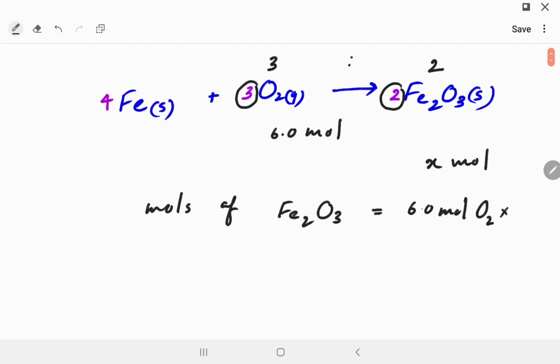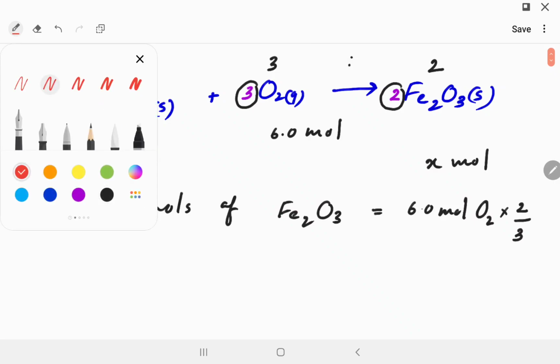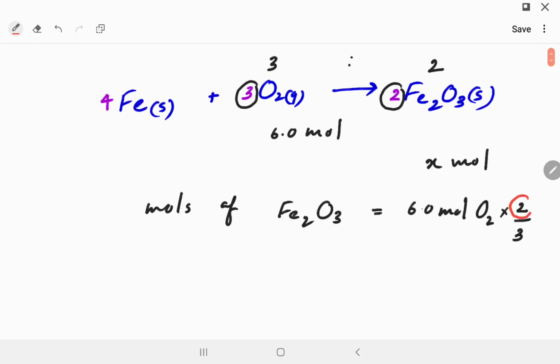In here you will use a mole factor where you will have number 2 on top and number 3 at the bottom. Why do we need to have number 2 on top? Because this number 2 is the coefficient related to what you want to have, which is iron oxide, right? If you're calculating the moles of iron oxide, you better have number 2 on top, because that is what you need. And you already know how much oxygen you have, so 3 should be at the bottom.